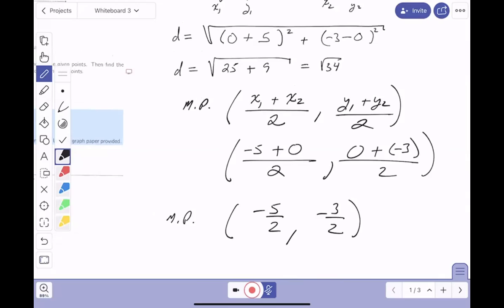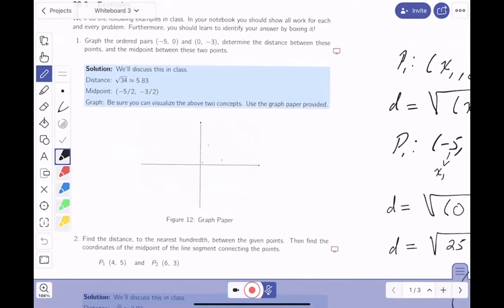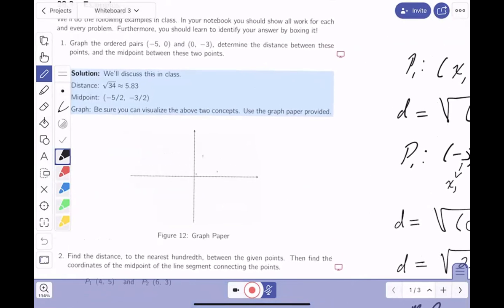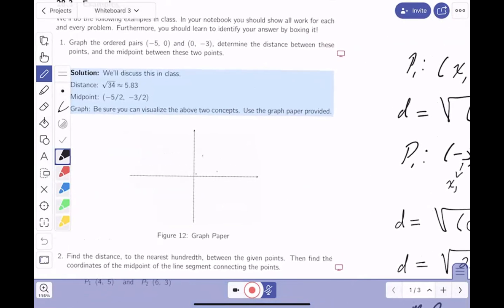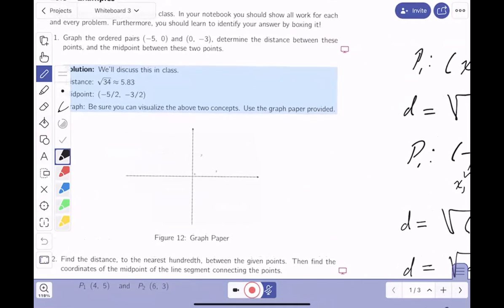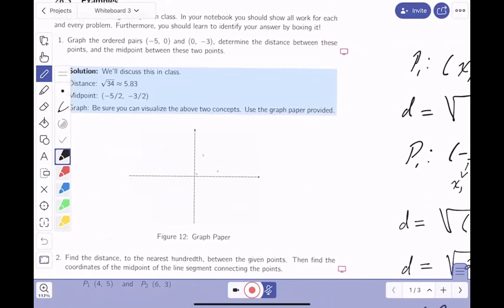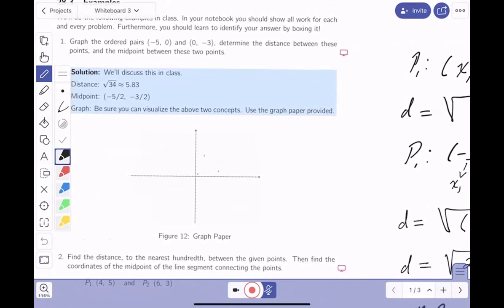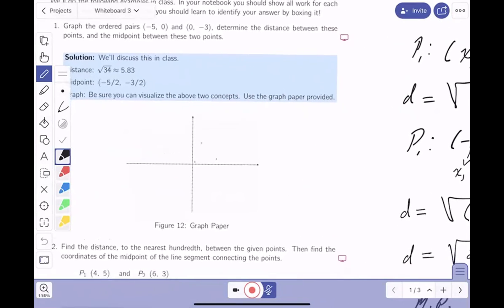I want to keep reading it, though. We didn't do the graphing yet. So it says, graph the other, I haven't done that yet. Determine the distance. I've done that. And I've done the midpoint. Okay. So graph the ordered pair. I haven't done that yet. Determine the distance between these 2 points. I've done that. And the midpoint. I've done that. Let's see if we've done it right, though.